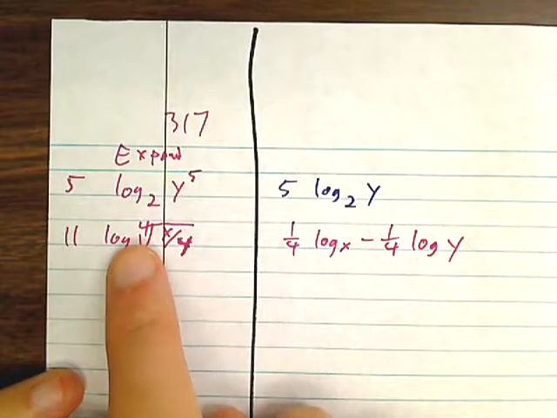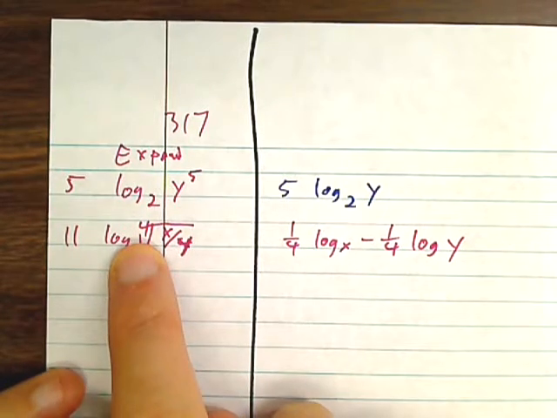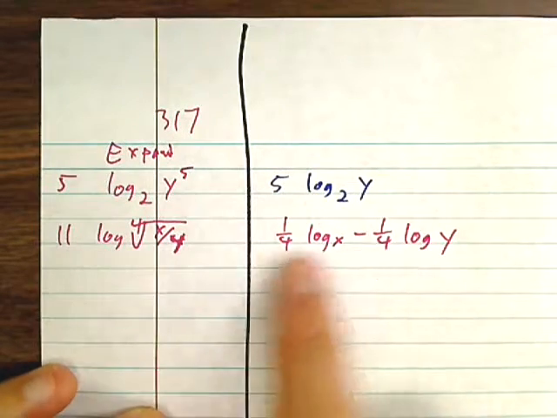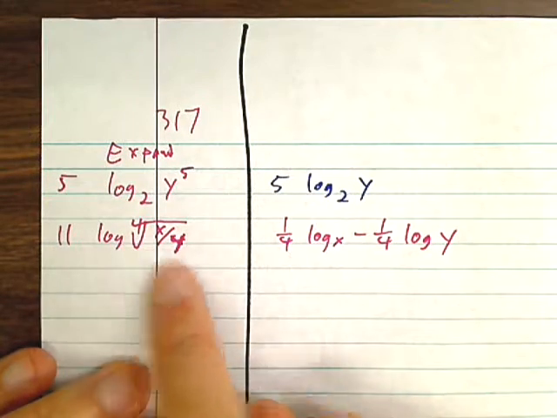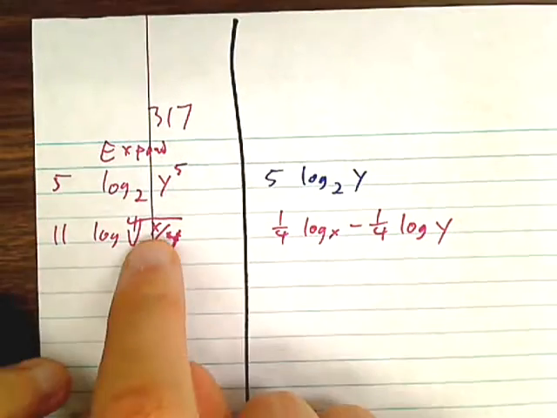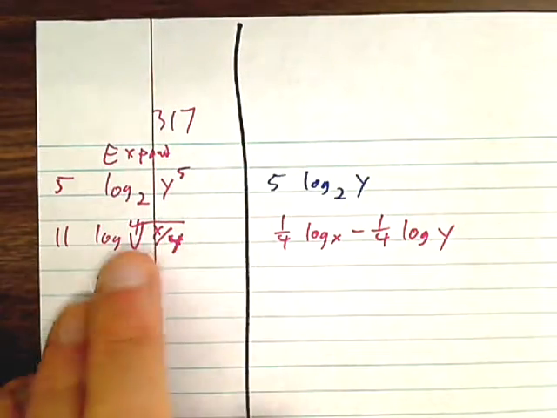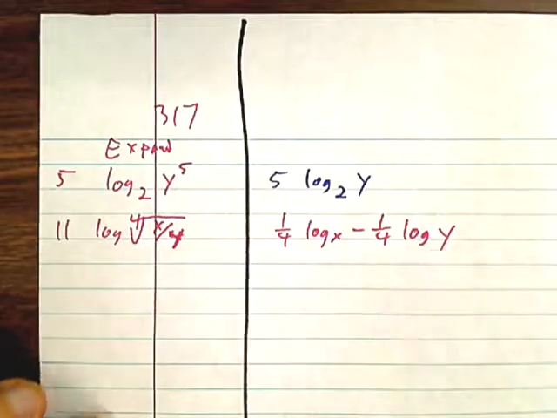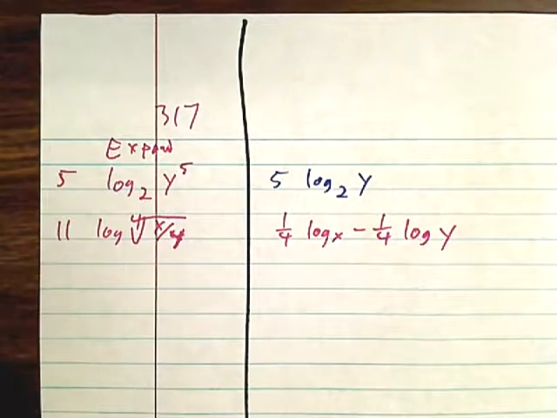So the root is like an exponent, except it's 1 over that number. And then you have x over y, so log x minus log y. You could have done that in a couple of steps. You could have brought out the 1/4 first, and then written log x minus log y, and then distributed the 1/4. But I like to just go ahead and do it all at once. Okay, we're going to look at 3 more.